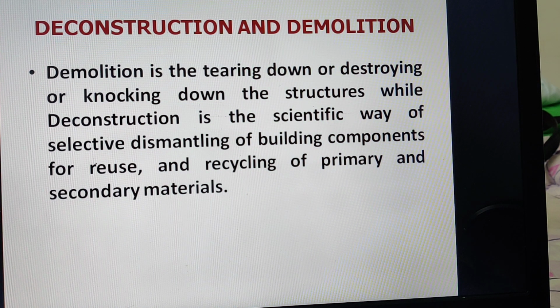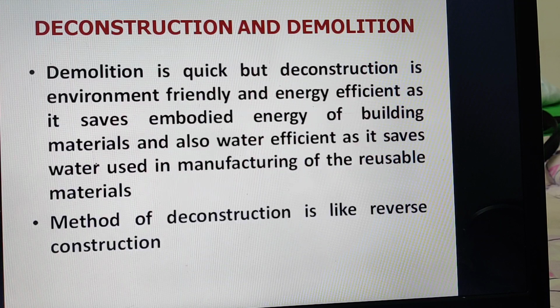If we talk about deconstruction and demolition, demolition is the tearing down, destroying or knocking down of structures, while deconstruction is the scientific way of selective dismantling of building components for reuse and recycling of primary and secondary materials. Demolition is quick, but deconstruction is environment friendly and energy efficient, as it saves the embodied energy of the building materials which are taken out, and it is also water efficient, as it saves water used in manufacturing of reusable materials.